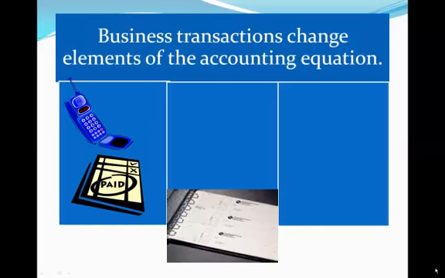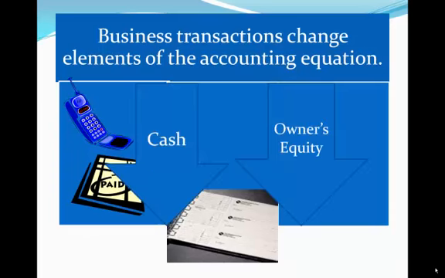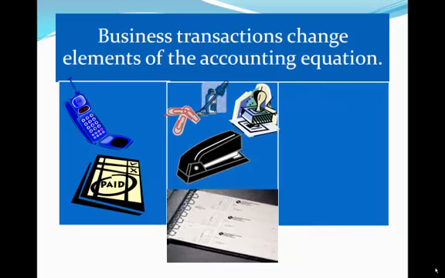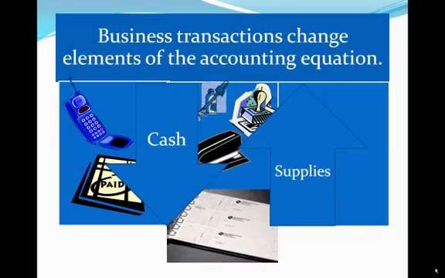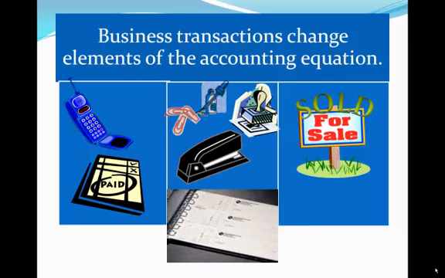When the company pays the telephone bill, a check is written and the cash account decreases. The telephone bill is an expense, which decreases owner's equity. When the company pays cash for supplies, the supplies owned by the business increases and the cash decreases. When the company buys land for the business, its asset land increases in value, while the cash account decreases.